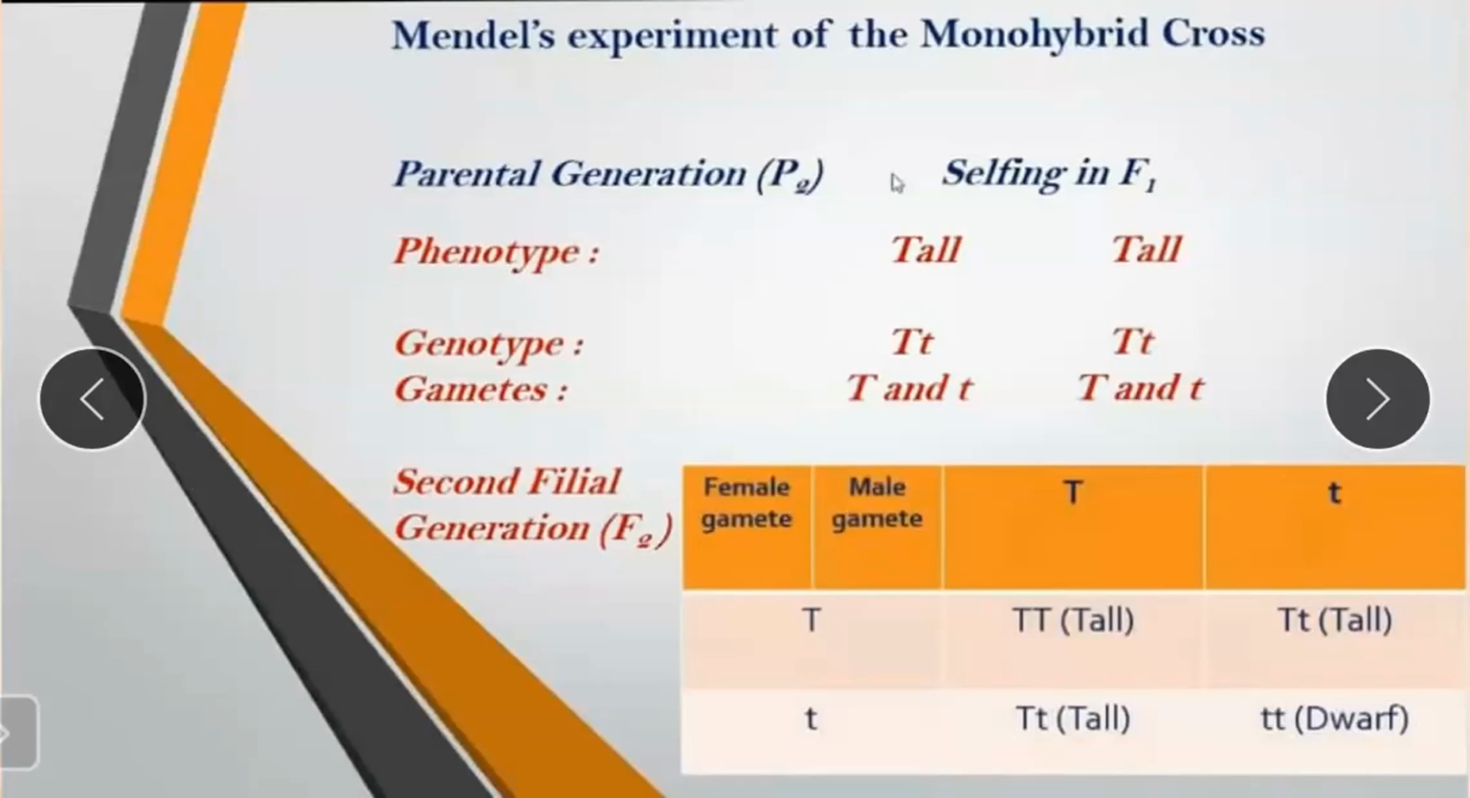Now tall is the dominant character, whereas dwarf is the recessive character. Understand? The character of tallness hides the expression of dwarfness. Why? Because this character is more. That's why dwarfness is hidden. Then if the factor for tallness is absent, then what will happen? Only dwarfness is expressed. Okay.